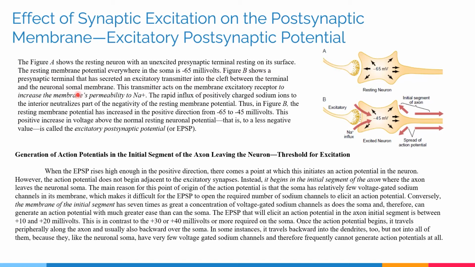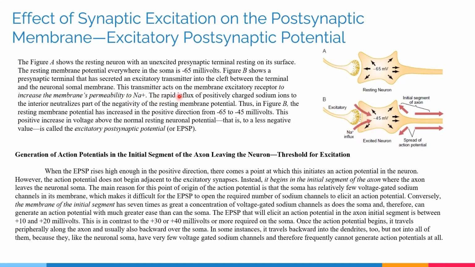Figure B shows a presynaptic terminal that has secreted an excitatory transmitter into the cleft between the terminal and the neuronal somal membrane. This particular presynaptic terminal is releasing excitatory neurotransmitter substance in between the presynaptic and the postsynaptic neuron inside the synaptic cleft.